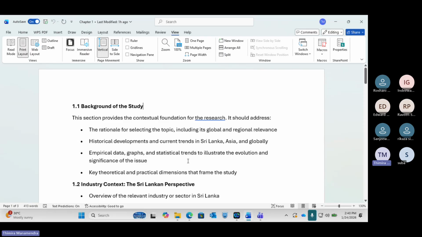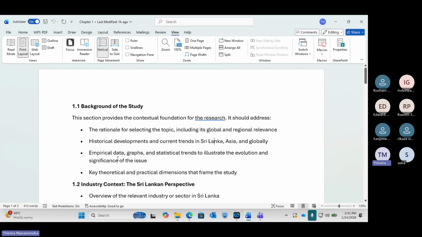So here you have to give some sort of a contextual foundation of the research. Under this topic, it should be included why you have picked this particular topic and the importance of global and regional level requirement, and also if this topic has a historical view, where you can bring it in as a historical development in Sri Lanka, Asia, and globally.